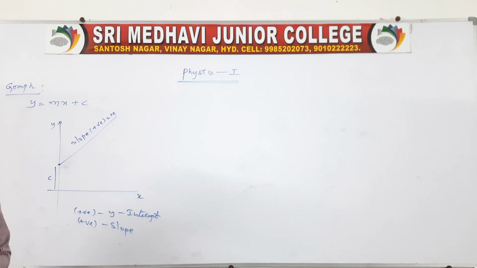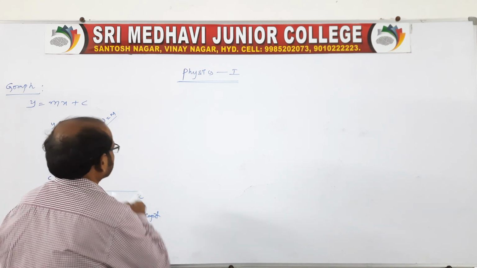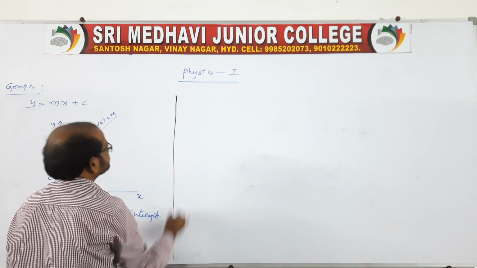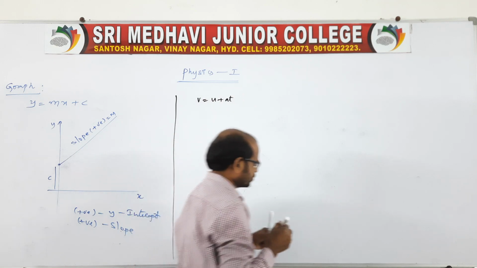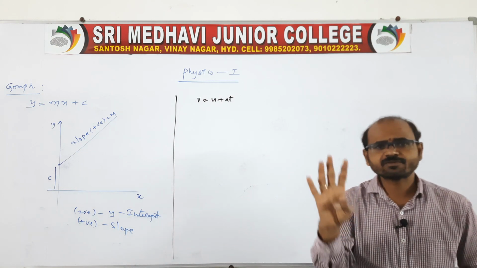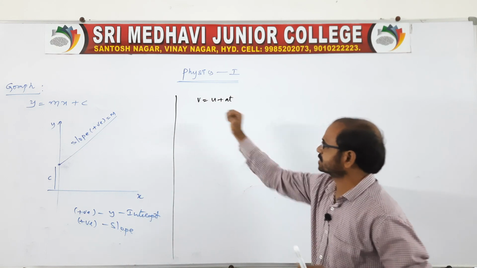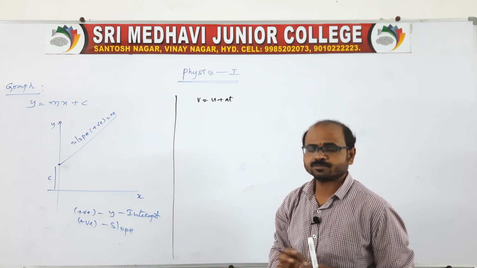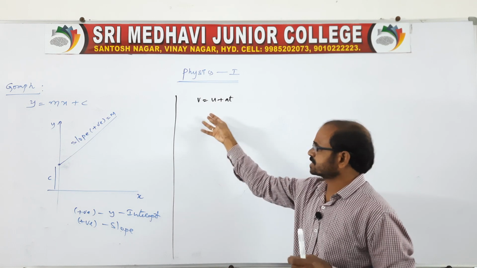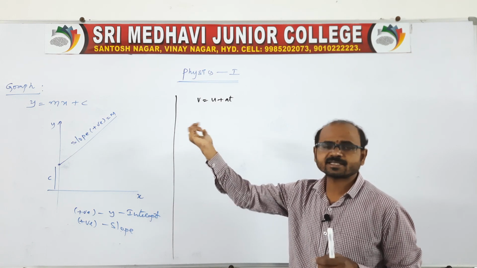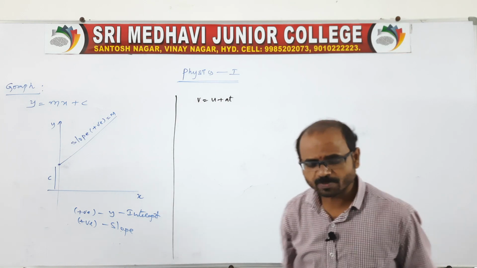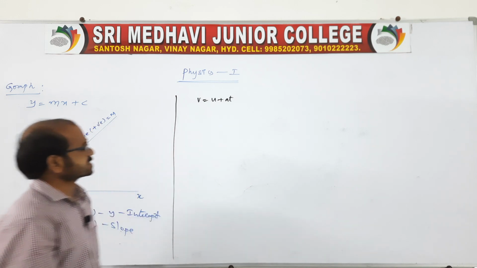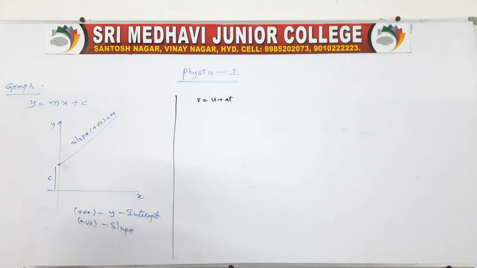Based on this, I'll give you another graph related to our physics. Look, I'll give you an example. v = u + at. This is an equation of motion. We have 4 equations of motion. In that, the first equation is already proved. This expression is there because acceleration a = (v - u)/t. From there we get v = u + at. So now for this, we have to draw the graph.